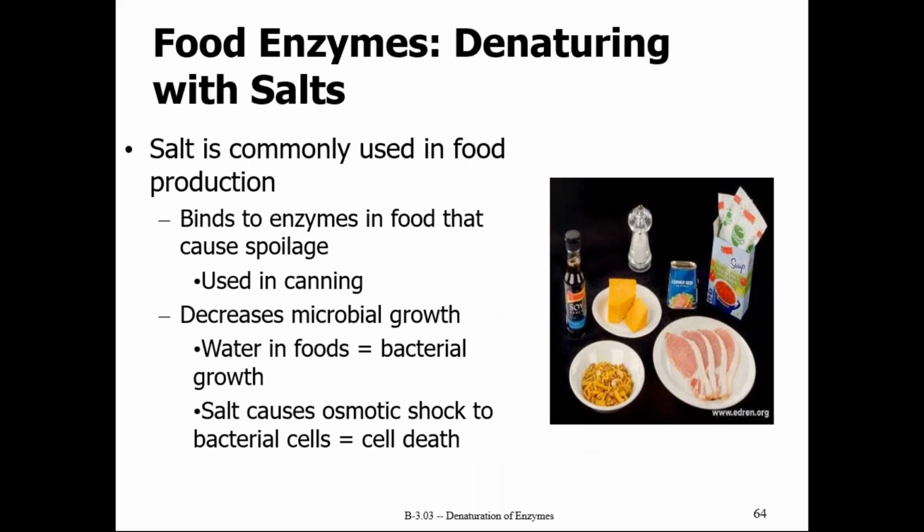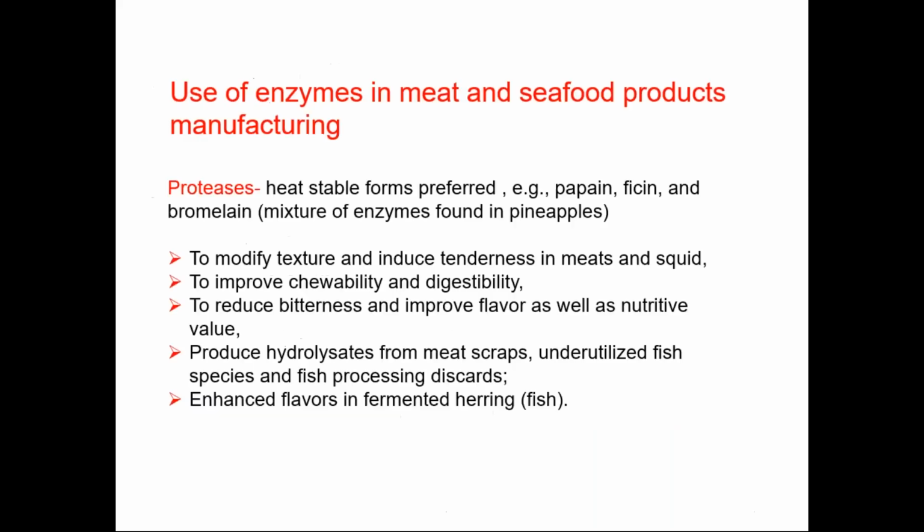And salt is also used to inactivate some enzymes. For example, in the canning of foods, salt is added. It brings down the water activity, and when it brings down the water activity, the activity of the enzyme is inhibited, and sometimes the salt causes osmotic shock to the bacterial cells, and the bacterial cells will not grow. So salt is used to prevent spoilage in canning, and it is also used to inhibit certain enzymes, so that there is no spoilage.